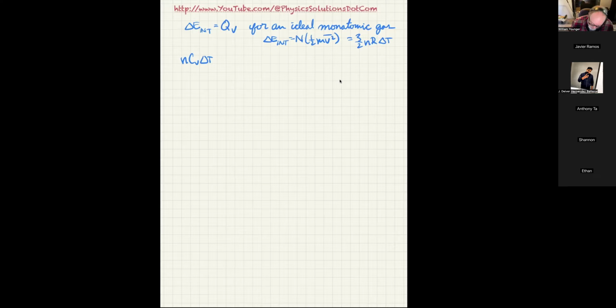Now setting that QV on the left equal to E internal, I get nCV delta T is equal to, since that was QV, it's also equal to delta E internal, and therefore it's also equal to 3 halves n times R times delta T, which allows us to see that the delta T cancels out, that the n cancels out like that, and we've got yet another nice result, specifically CV is equal to 3 halves R.